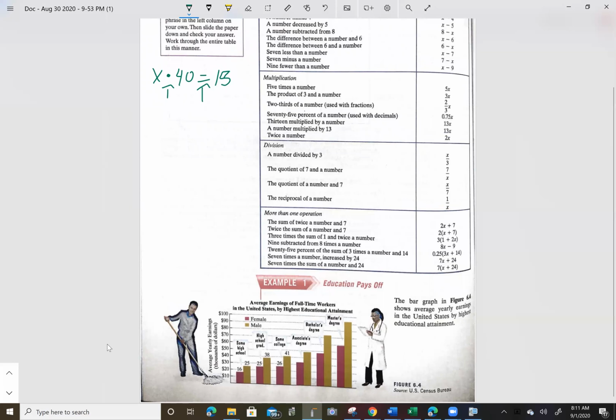So we can go through example 1 together. Again, you can do this on your own and skip to the part where I go over things or help set up the checkpoint. The bar graph in figure 6.4 shows average yearly earnings in the United States by highest educational attainment. So as you can see, it's something we kind of always tell you in school, that the more education you have, the more money you're going to make.